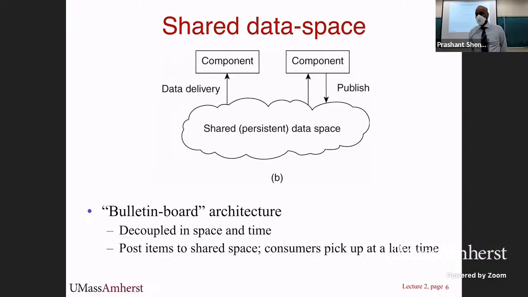The question is, how will the recipient know whether there is any data if they're not connected? First of all, components communicate with each other through a bulletin board. They don't directly send messages. If you want to communicate, you post a note and then somebody else can come and look at that note. So you need to know where the data space exists. Although you're not addressing the message, you're still posting it to a shared data space that everyone knows about.